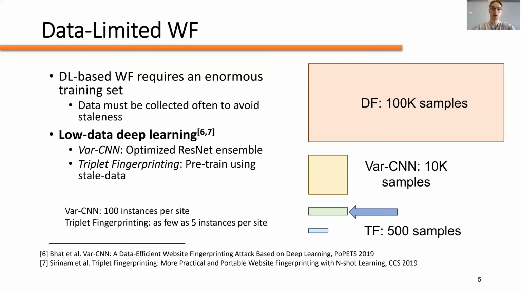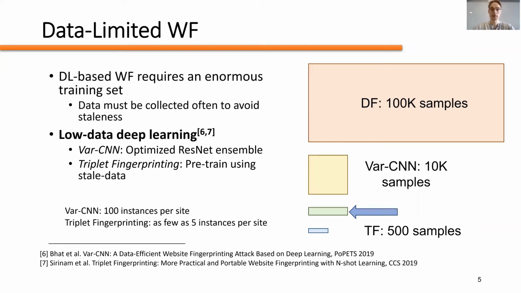Now, these deep learning techniques, however, created a new problem. The requirement for large datasets can be difficult to satisfy. Since websites change often, new data must be frequently recollected as old samples can become stale. And a model trained on stale data has been shown to experience severe performance degradation. To address this problem, recent research has focused on developing new low-data deep learning models that preserve the performance of deep learning without the demand of many hundreds of instances per website.